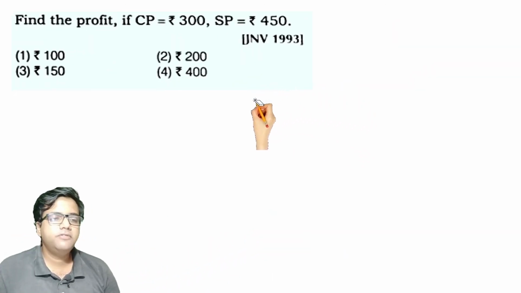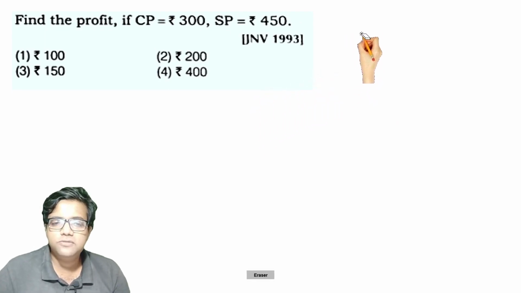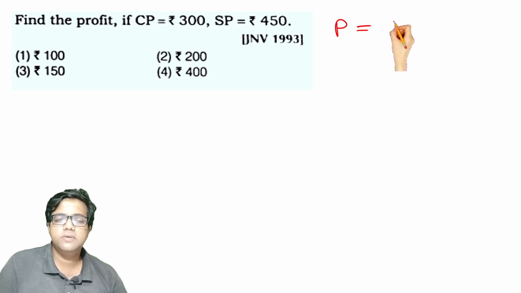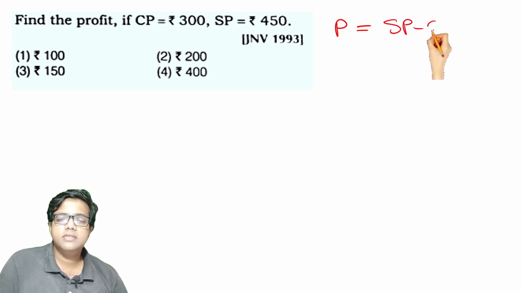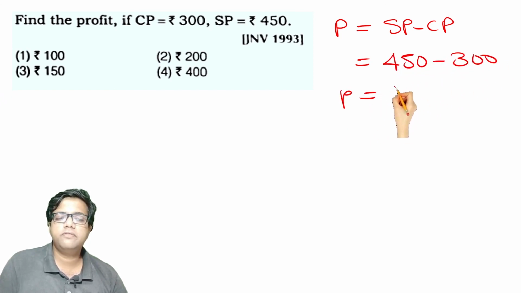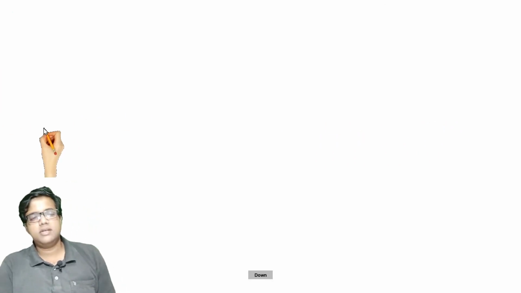Find the profit if cost price is equal to 300 and selling price is equal to 450. So we know the profit formula. Profit is equal to selling price minus cost price. Selling price is given here as 450 minus cost price as 300. So therefore profit is equal to 150. As easy as that. So option 3 is the right answer.